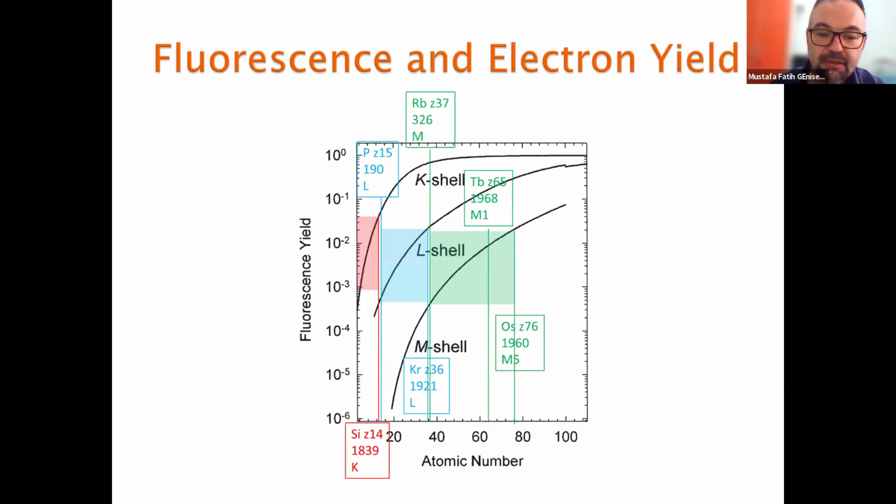And here, relaxation, besides the vibrational relaxation and thermal relaxation, fluorescence yield and electron yield have a competition. Here you see the fluorescence yield with respect to atomic number.